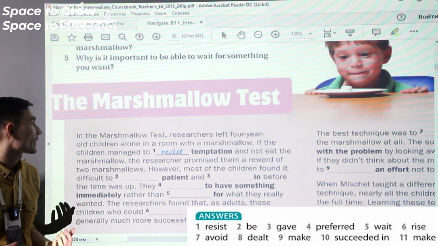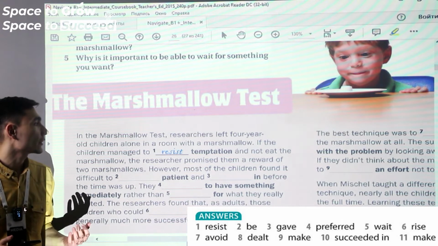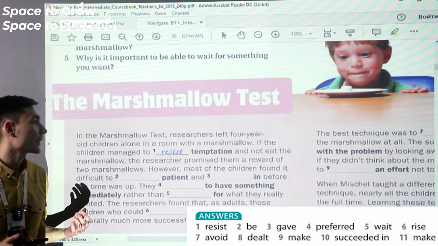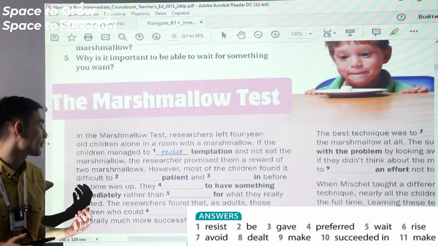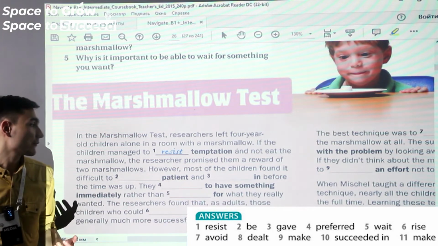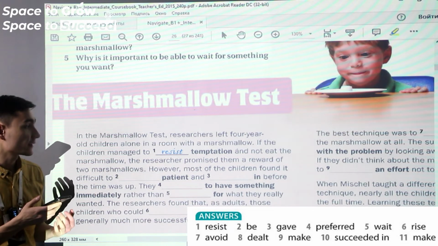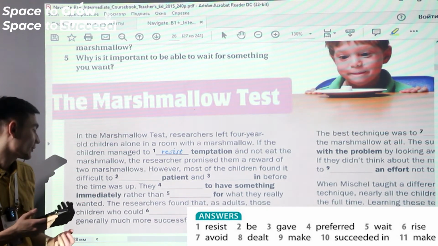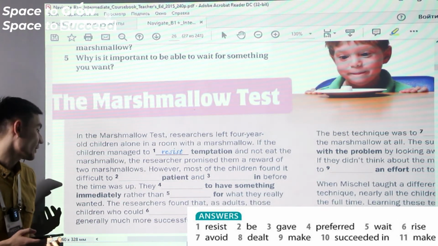The marshmallow test. In the marshmallow test, researchers left 4-year-old children alone in a room with a marshmallow. If the children managed to resist temptation and not eat the marshmallow, the researchers promised them a reward of 2 marshmallows. However, most of the children found it difficult to be patient and gave in before the time was up. They preferred to have something immediately rather than wait for what they really wanted.